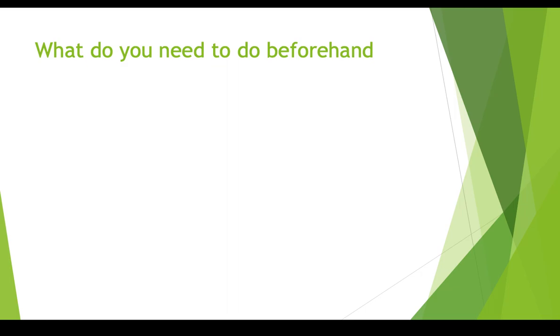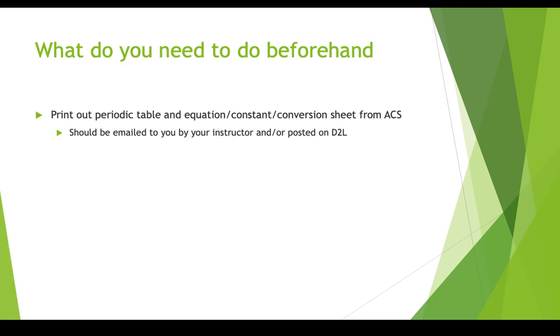Now, a couple of things that you probably want to do before taking the final exam. First, by the time everyone's seen this video, you've probably at least gotten an email from your instructor or a post on D2L that's probably going to have an ACS sheet that basically has a periodic table, some equations, some constants, and some conversions for different units. That sheet is expected for everyone to have access to.